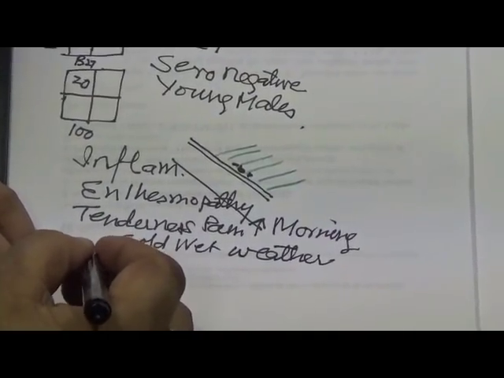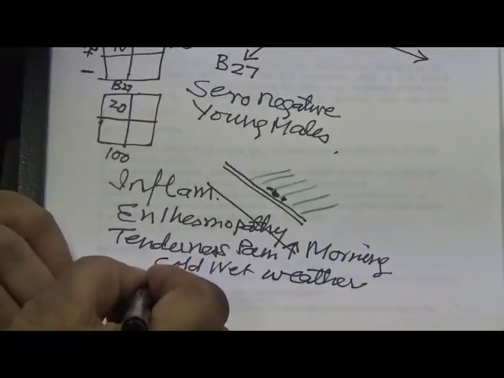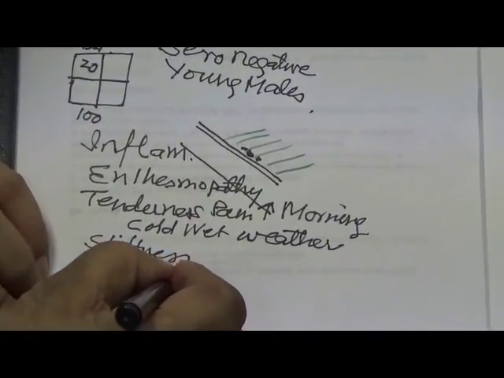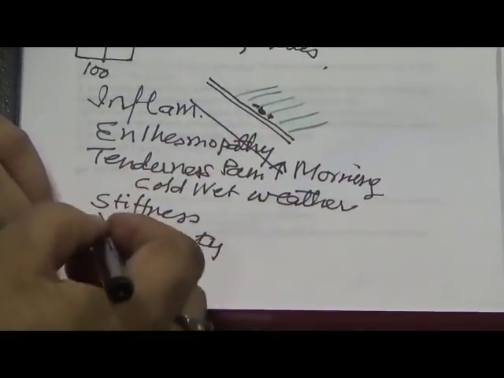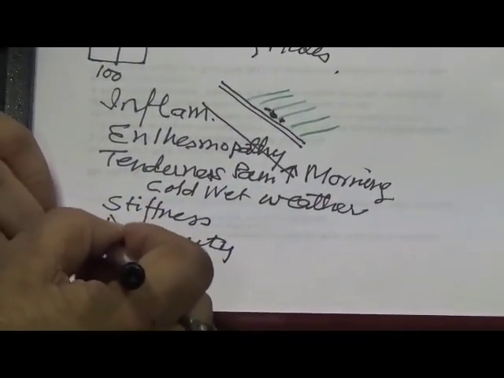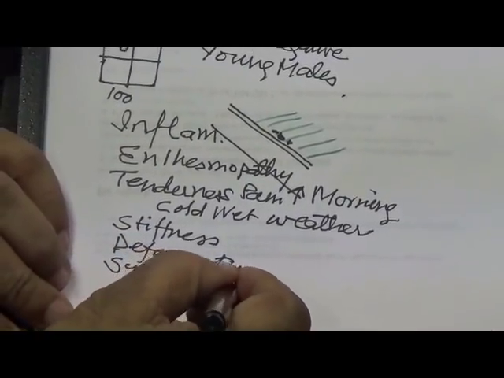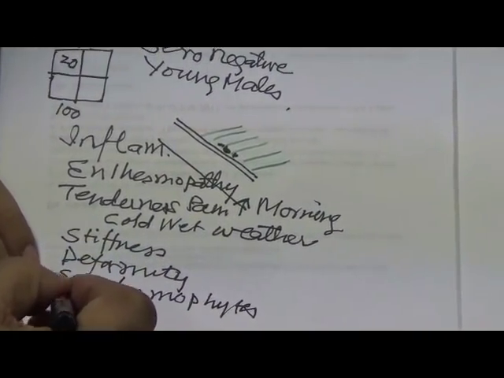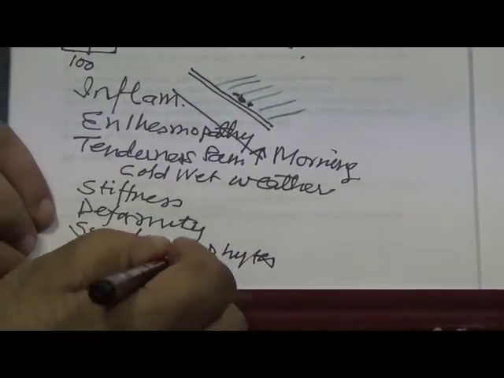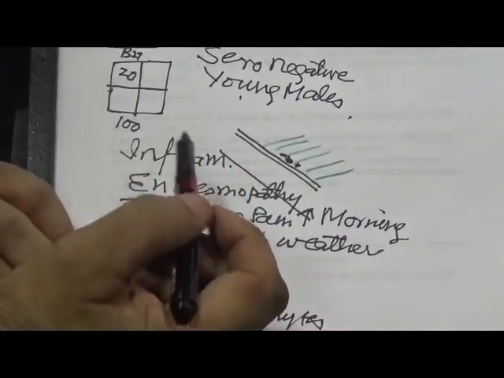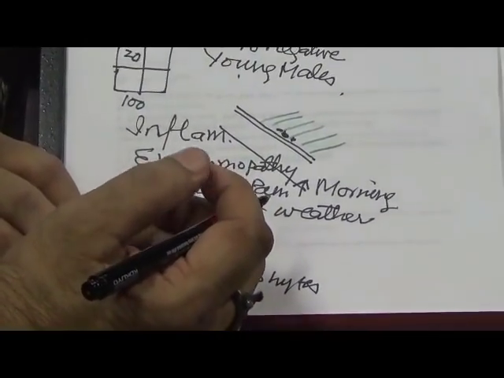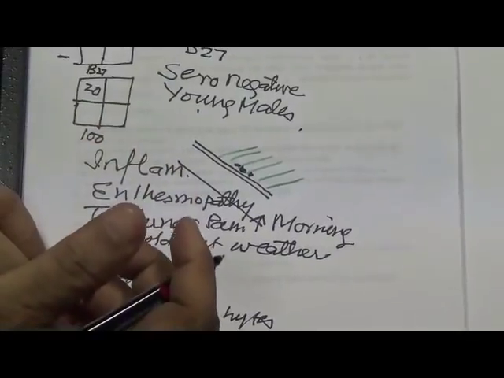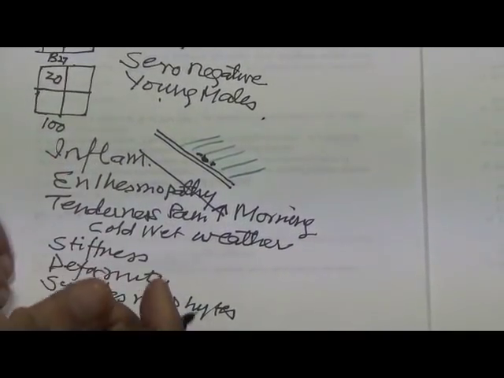And then gradually it gets associated with stiffness, deformity, and these ligaments calcify, leading to what are called syndesmophytes, and there is bony ankylosis. So typically in a young male there is pain, spasm and tenderness in the morning, and gradually there is deformity of the spine and the large joints of the lower limb.